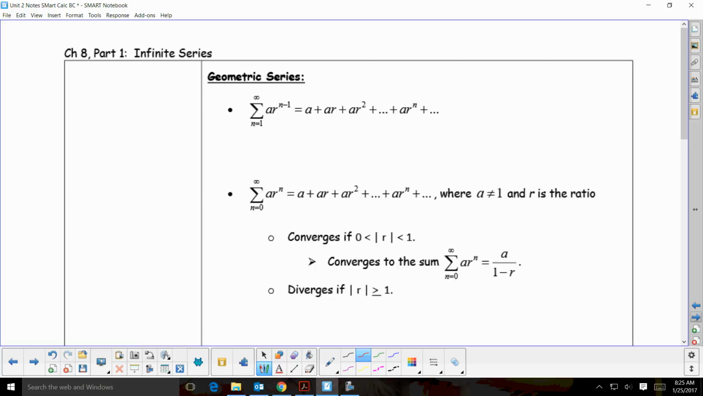Okay, so now we are on geometric. Favorite one. No, really easy. Okay. So a geometric series, you can see it starting at 1, but we like it to start at 0. And a lot of times, if we see it at 1, we are going to change it to 0 when we want to find the sum. N equals 0.